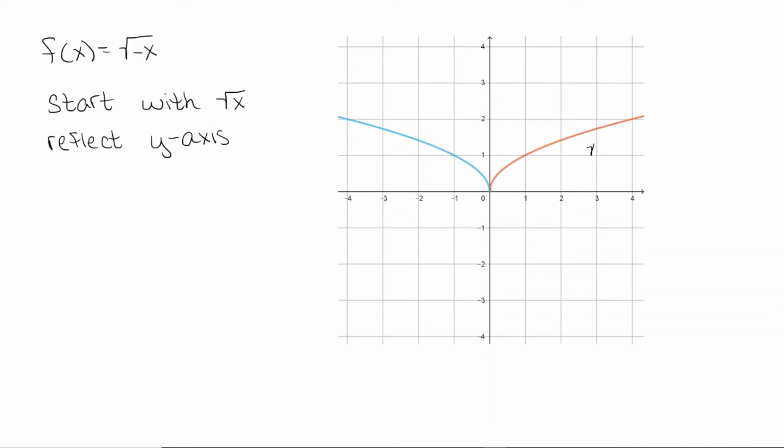Here, this graph on the right is the square root of x. And instead of an input of 1, I need an input of negative 1. Instead of an input of 2, I need an input of negative 2. Instead of an input of 3, I need an input of negative 3, etc. So I've moved this graph across the y-axis to get the square root of negative x.